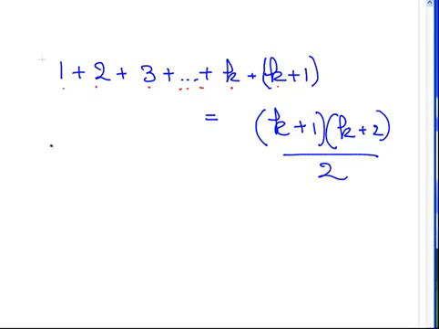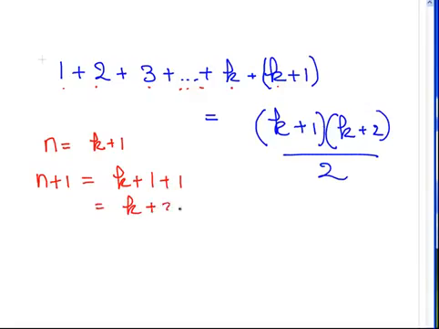Let's make the remark here: n is going to equal k plus 1. n plus 1 is going to be equal to k plus 1 plus 1, which is equal to k plus 2. So we put them in there respectively, and then we divide by 2. According to our induction hypothesis, this is what we should get. But what we have to do is check: does it stay consistent with our induction hypothesis?